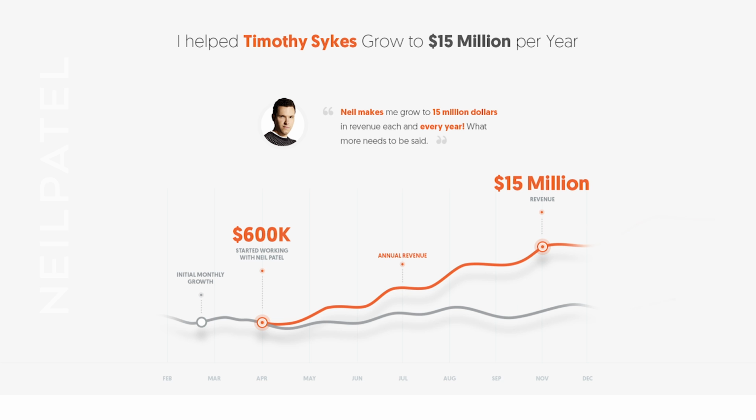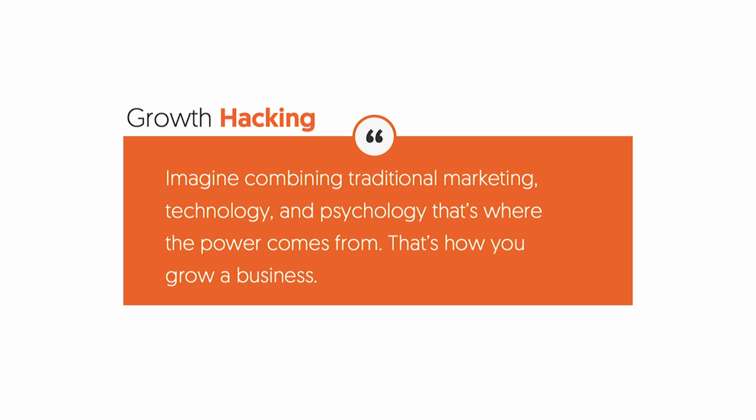A lot of people use advanced funnels. Good example of this is my buddy Timothy Sykes. Helped him grow to 15 million per year. He's much bigger than that now. And Timothy really grew through funnels. It just worked really, really well for him. So imagine combining traditional marketing with technology and psychology, and that's where the power comes from. That's how you grow a business.